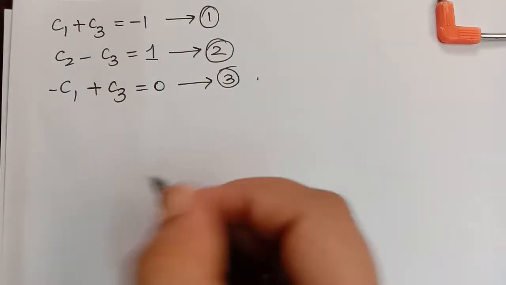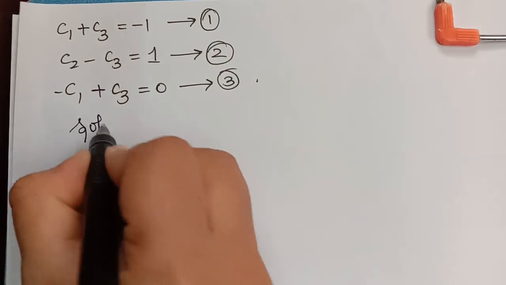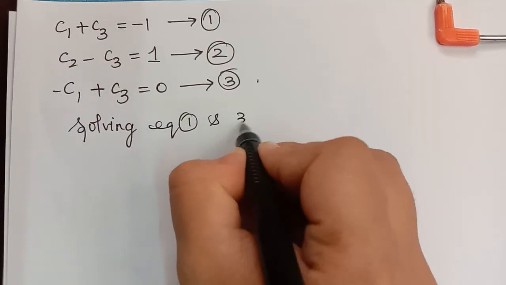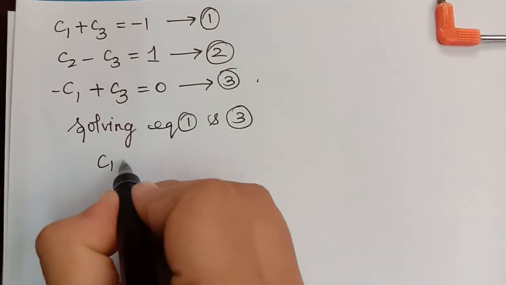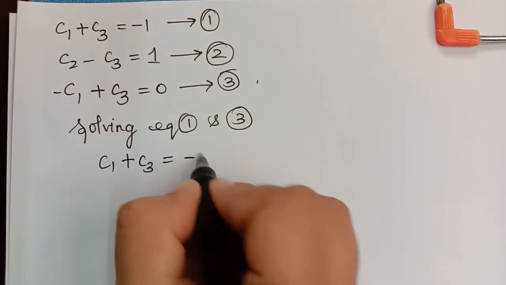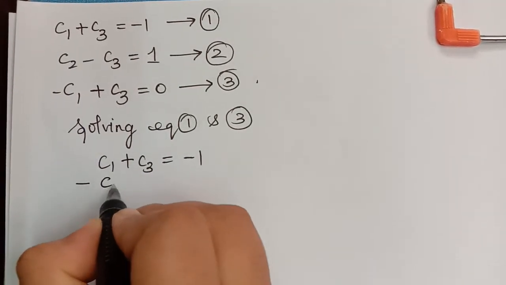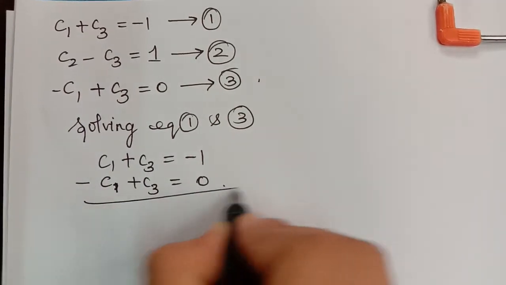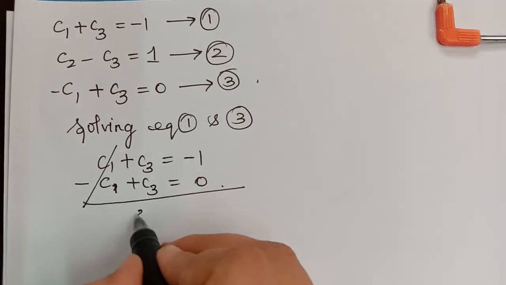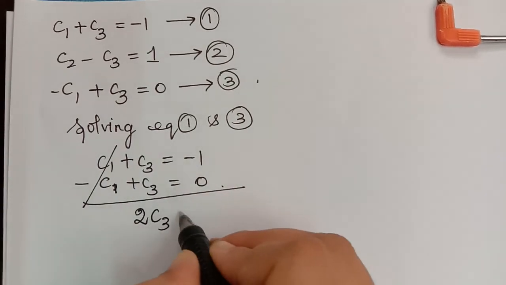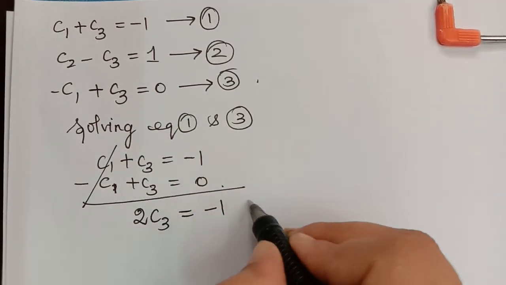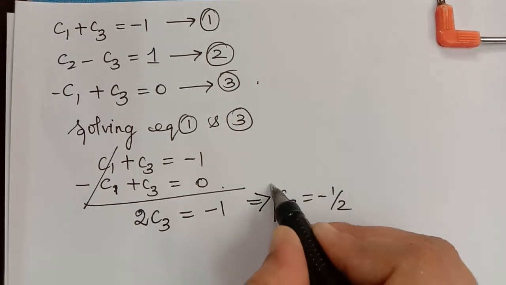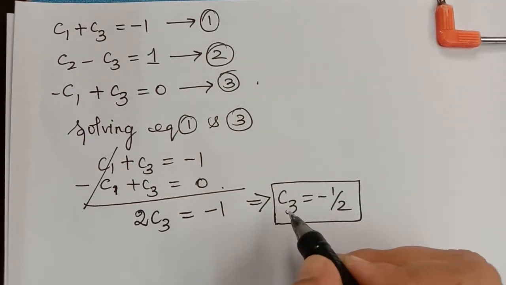So we have obtained these three equations. First we will solve equation 1 and 3. Equation 1 is c1 plus c3 equal to minus 1. Equation 3 is minus c1 plus c3 is equal to 0. When we add these, the c1 terms get cancelled. So 2c3 is equal to minus 1. From this we obtain c3 to be equal to minus 1 by 2. So this is the value of c3.